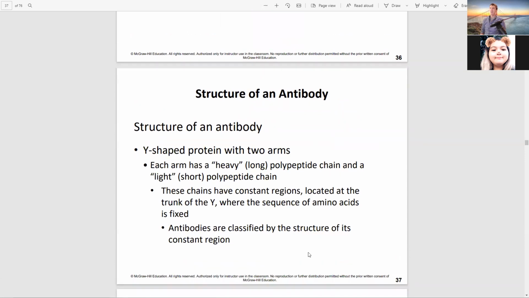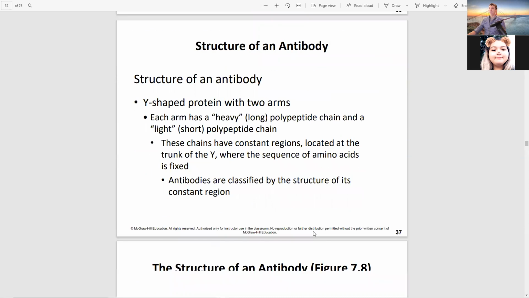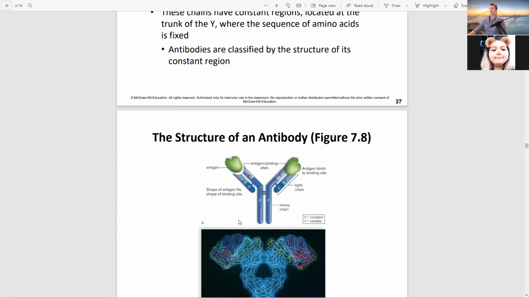So, the structure of an antibody. These are Y-shaped proteins with two arms. Each has a heavy, long polypeptide chain and a light, short polypeptide chain. These chains have constant regions located at the trunk of the Y, where the sequence of amino acids is fixed. Antibodies are classified by the structure of their constant region. That's illustrated here. We have this heavy chain and this light chain that form this Y structure, and there are two antigen binding sites.